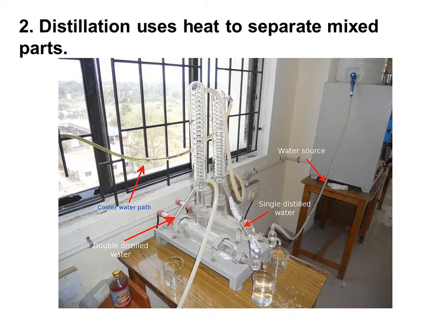This distiller is going to heat up water to such a temperature that it evaporates. The evaporated water will be collected, and the leftover would be the impure particles, like elements, like lead, like iron. So distillation separates parts.